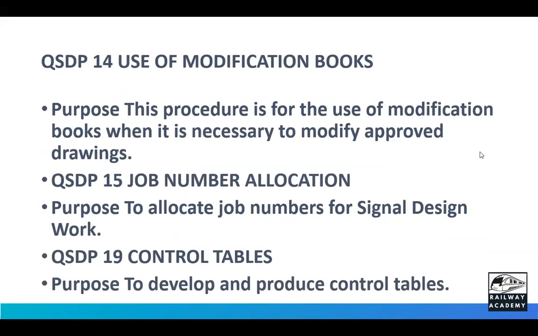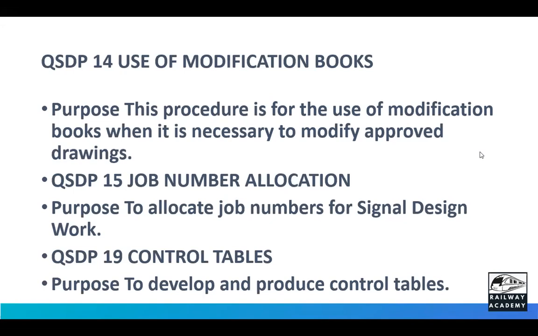And then you will have modification books. Whenever you want to do a modification to the design, they have a separate procedure, and it is spelled out in QSDP 14: the procedure to do modification of the designs. Once modification is done, the regular flow of checking and all other processes up to approval will take place. Coming to QSDP 15, every design should be allotted a job number that comes from the client.